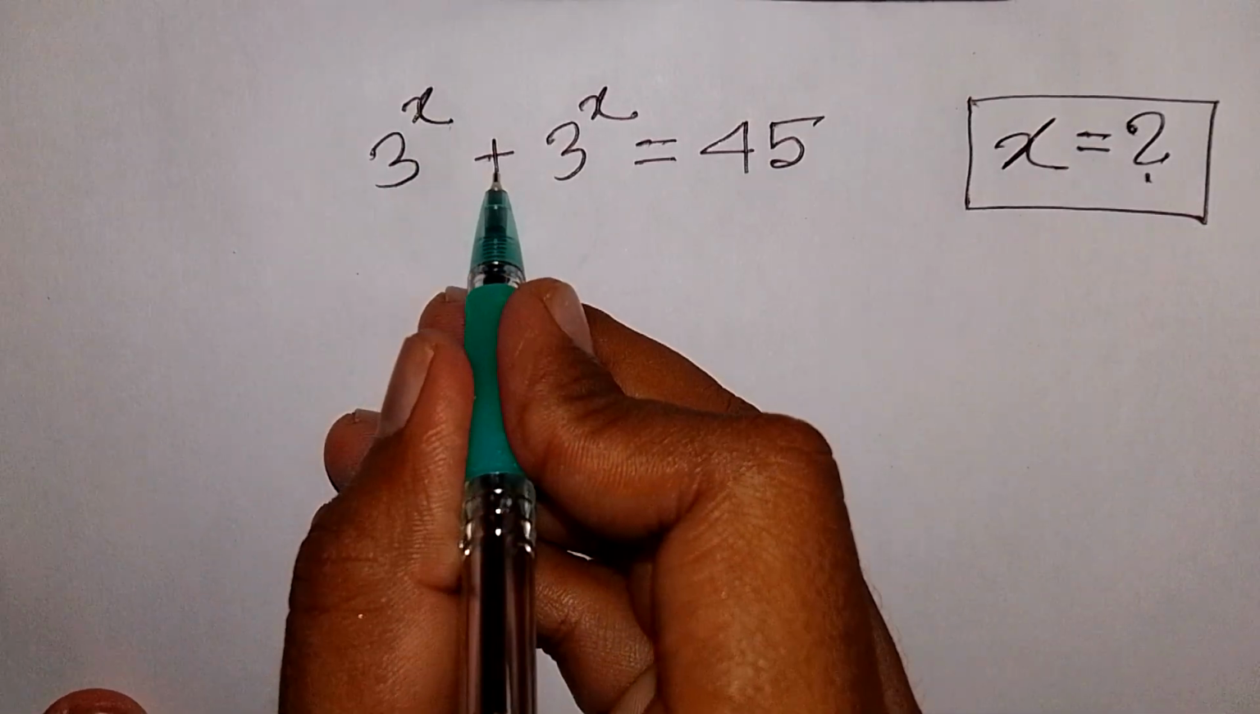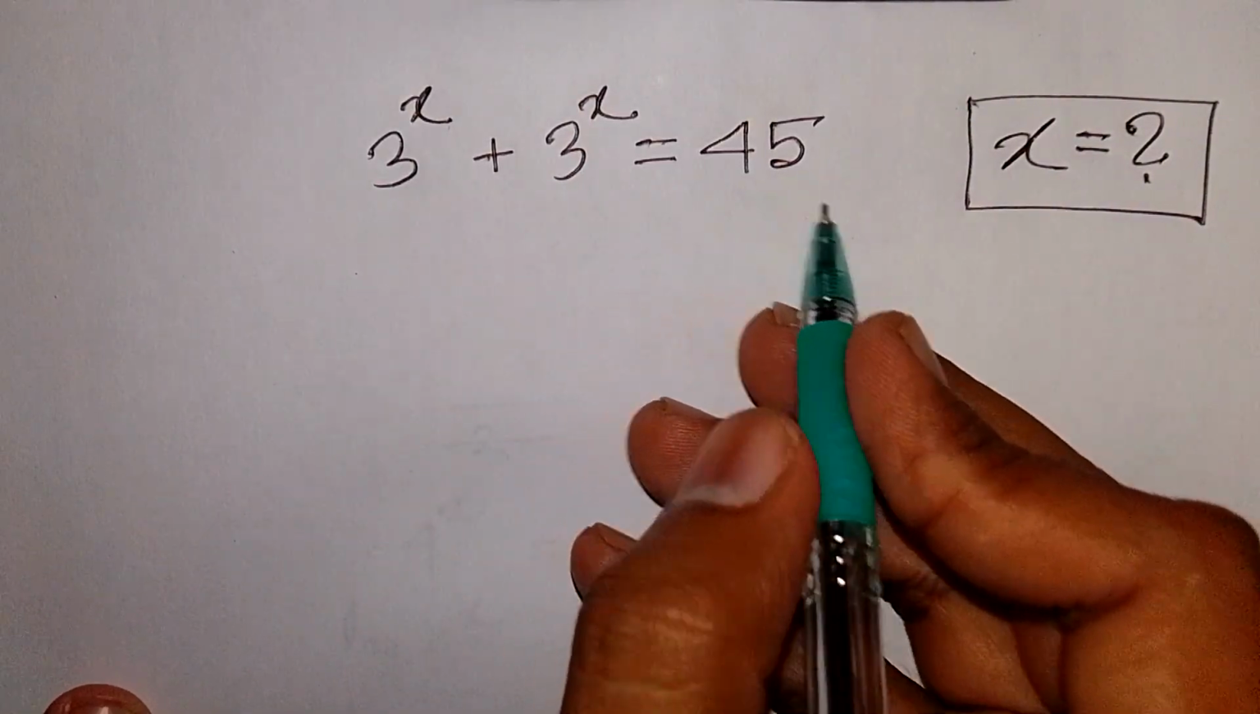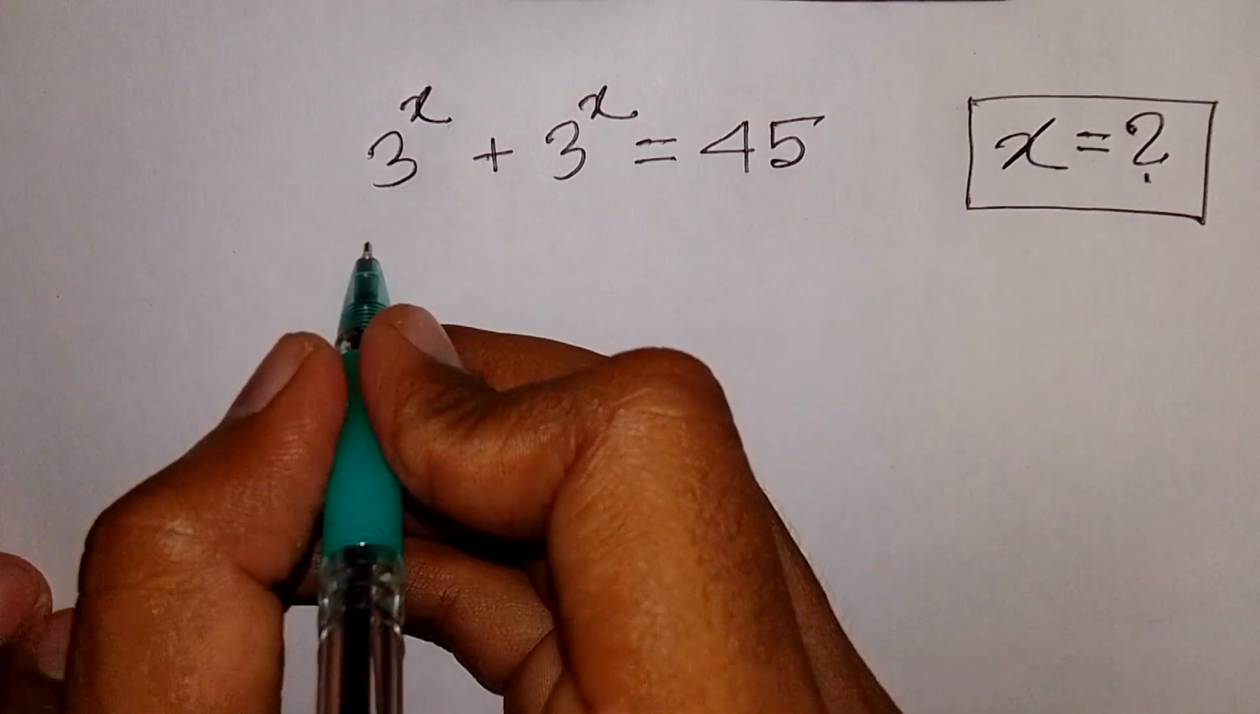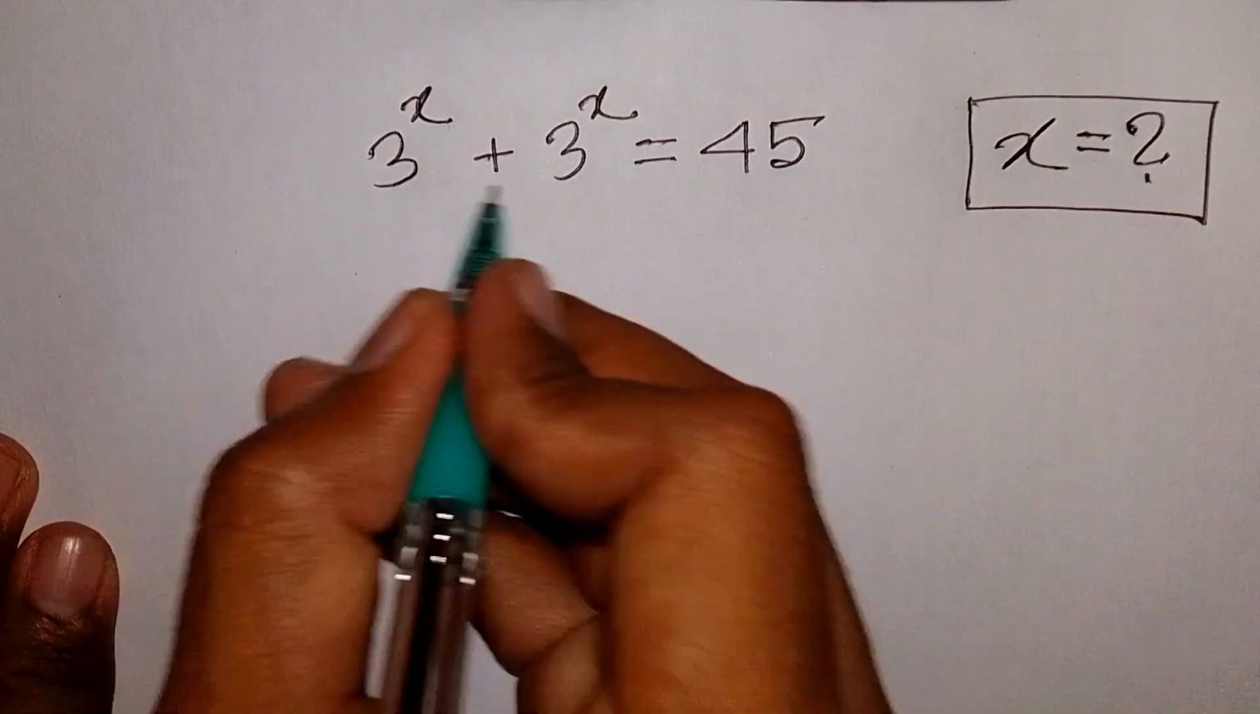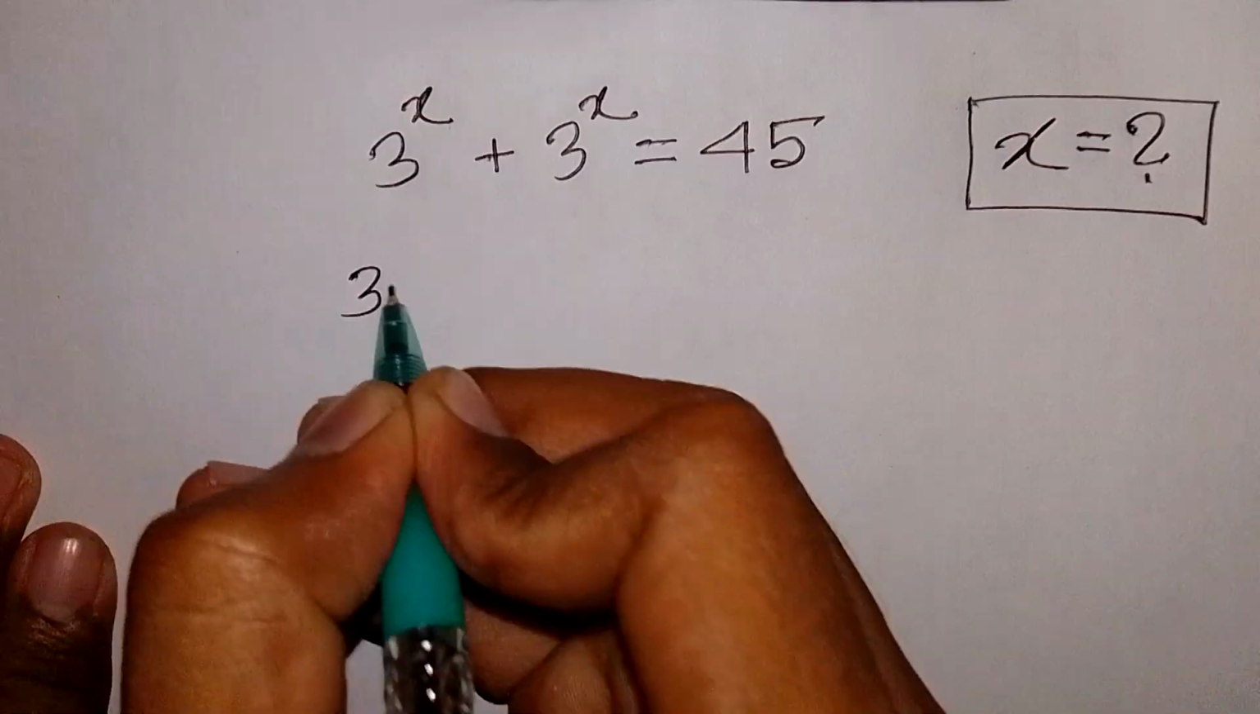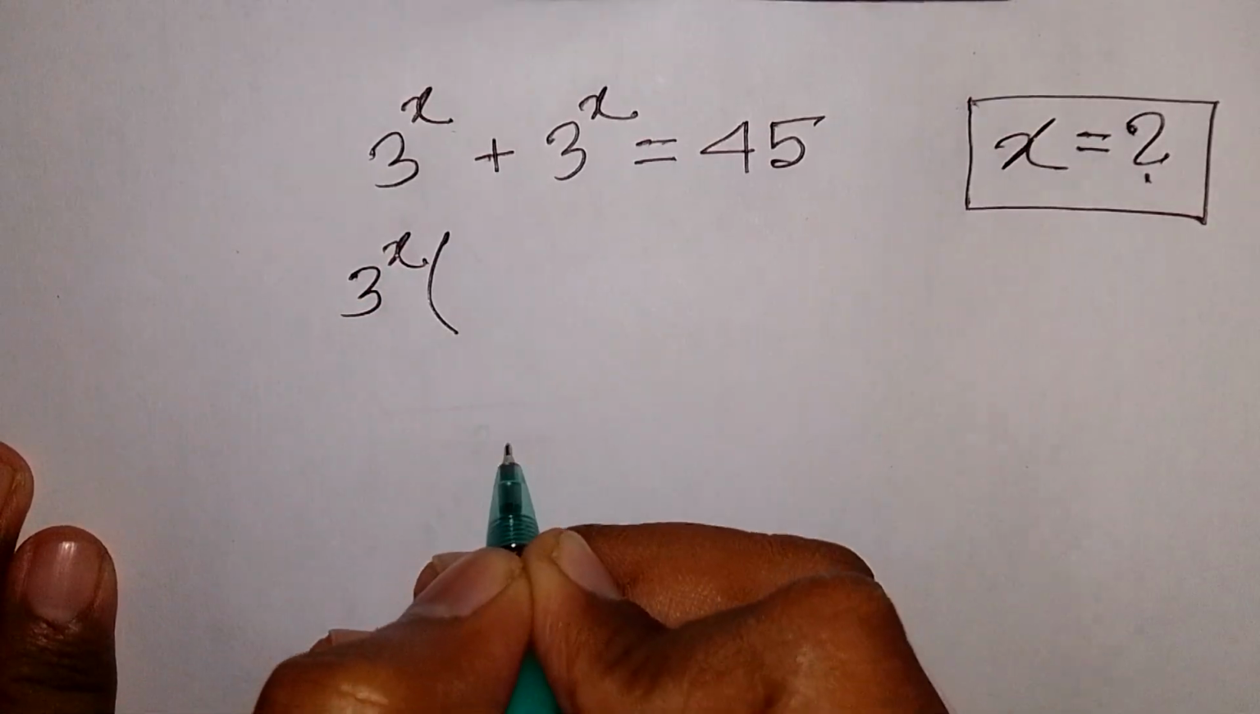3^x + 3^x = 45. Find the value of x. So at first we take 3^x common, so 3^x is out of the bracket.